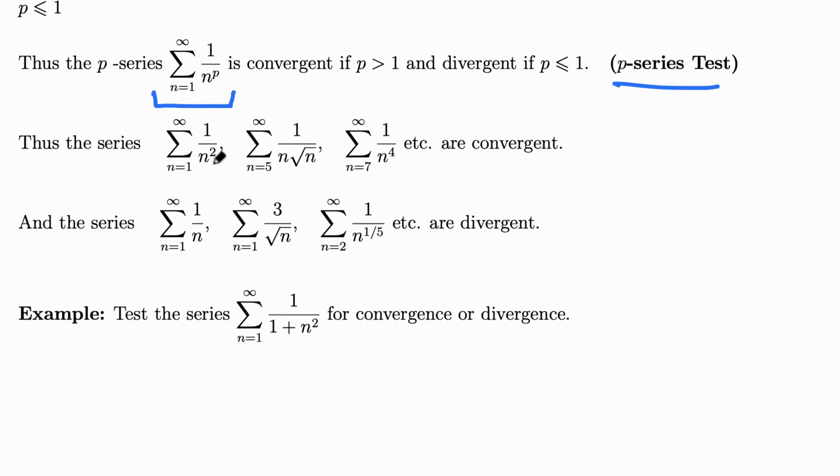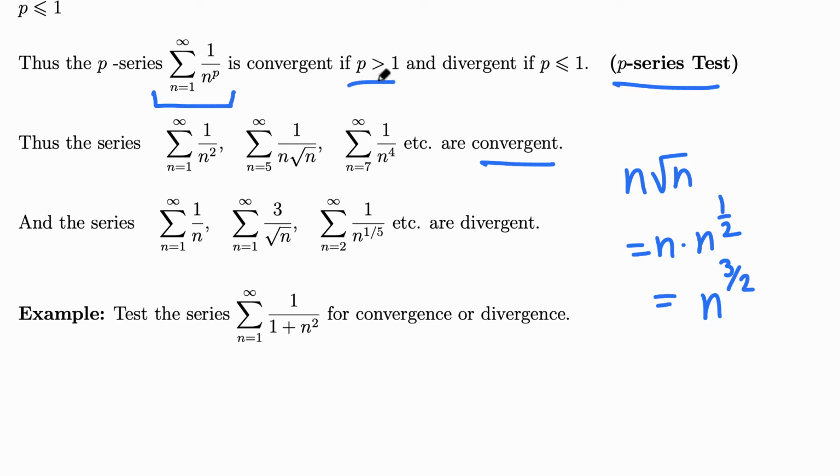Suppose we have a series 1 over n squared. Here p is 2. Then 1 over n root n. What is n root n? It is n times root n, meaning n raised to 1 plus 1/2, so n raised to 3/2. And 1 over n^4, etc. These are convergent because the powers 2, 3/2, and 4 are bigger than 1. When the power p is bigger than 1, the series are convergent.